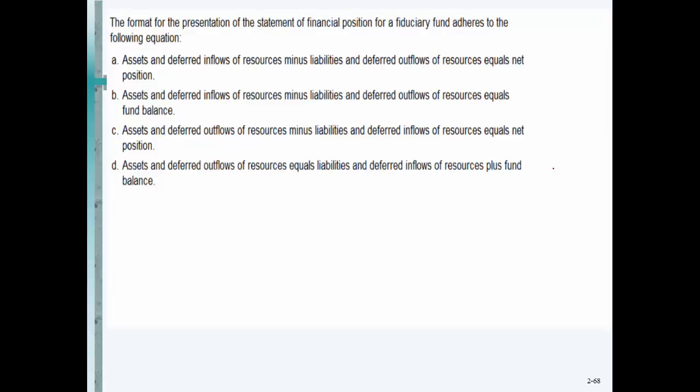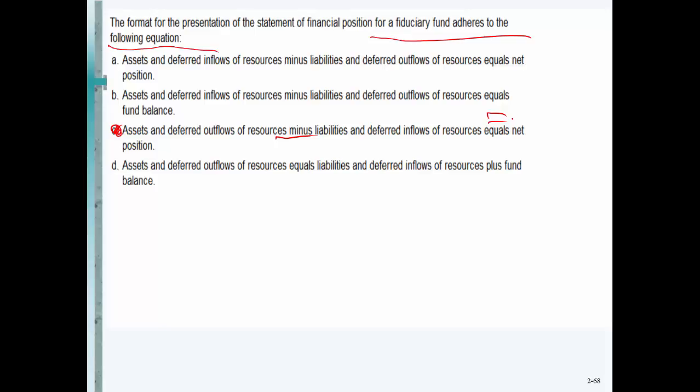Okay, good. So let's take a look at this question. The format of presentation for the statement of financial position for the fiduciary funds adheres to which of the following? Assets and deferred outflows of resources minus liabilities and deferred inflows of resources equals net position. Is that what we saw on that last slide? They have to use that approach.